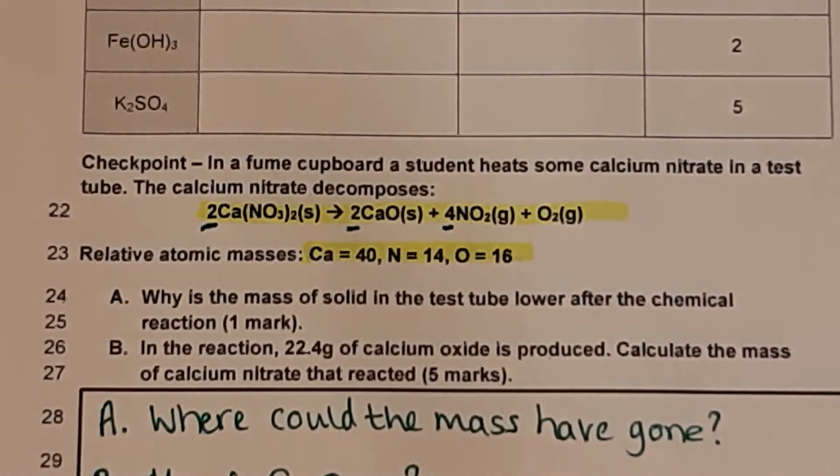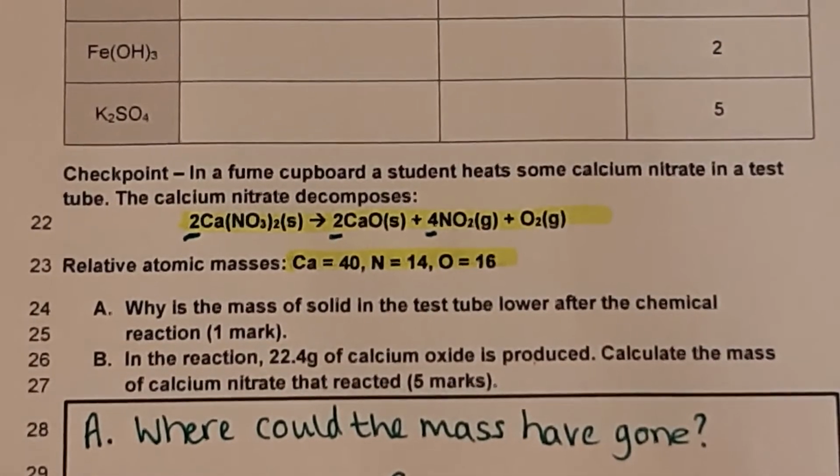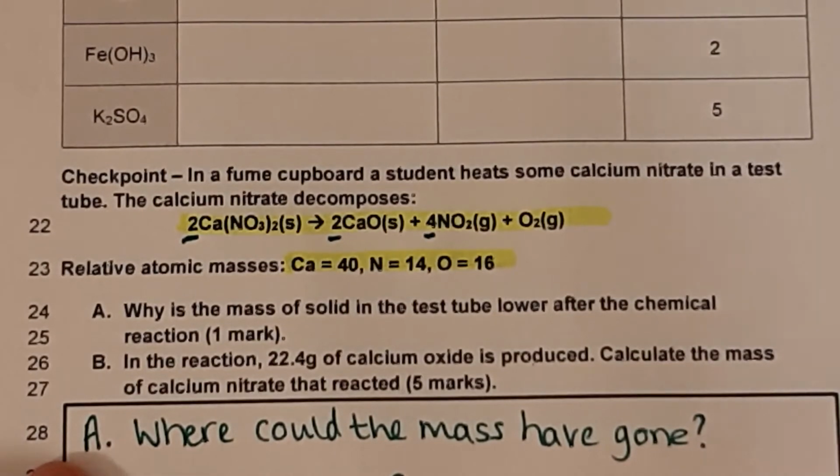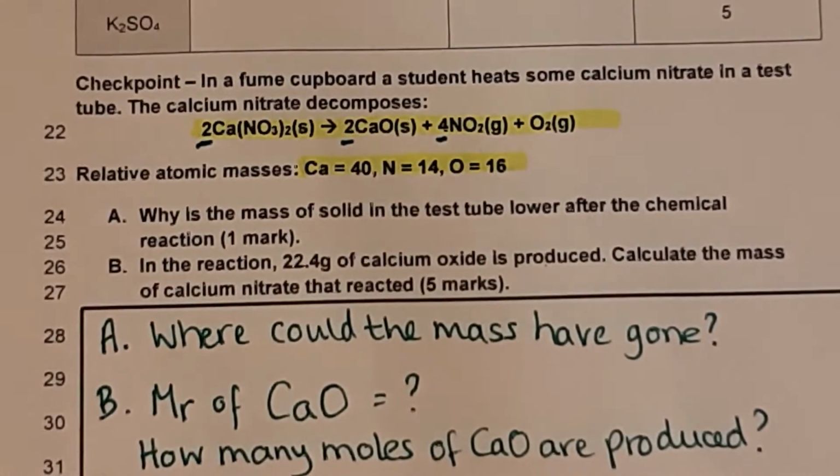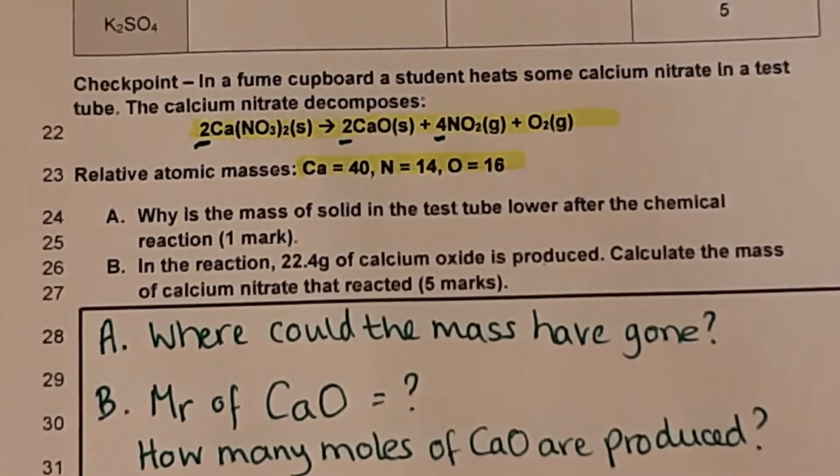Okay, so if you're stuck, it's time for a hint, because I want you to see if you can still work it out. Question A, it wants to know why the mass of the solid in the test tube is lower after the reaction. Well, where could that mass have gone? That's what I want you to think about. Question B, this is a multiple step question. There are 3 stages to this.